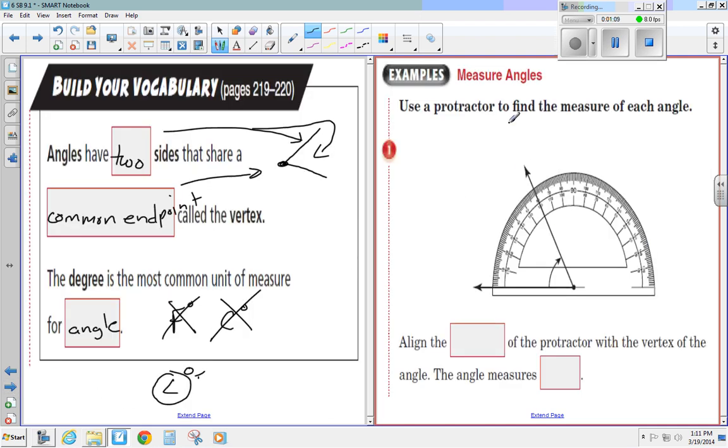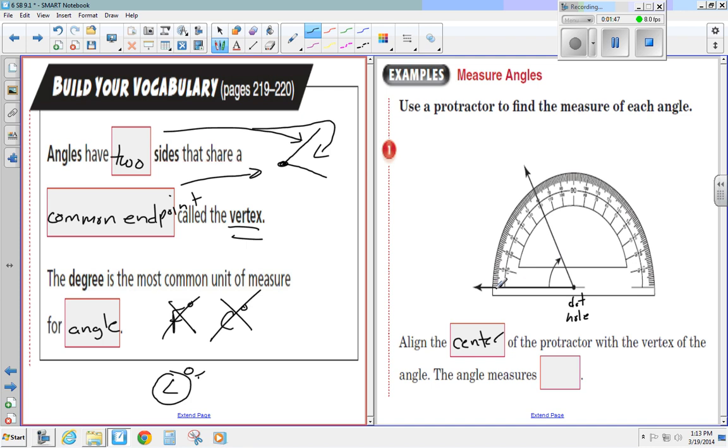All right, so here's a protractor. Align the center of the protractor with the vertex of the angle. Your protractors will typically have either a dot or a little hole right here in the middle. You align that with the vertex. Remember, the vertex is the common endpoint. And then you line up one of the lines of the angle with the protractor's line, and that then tells you your measure.